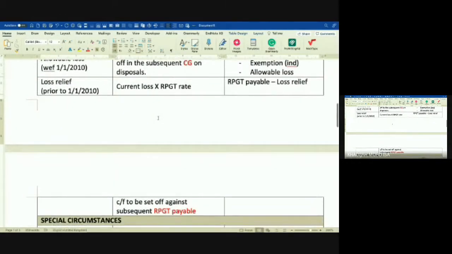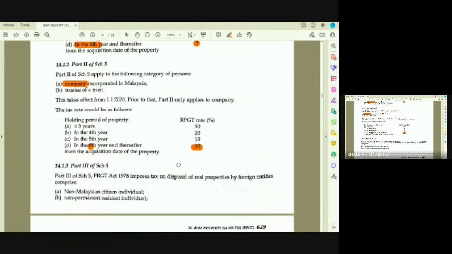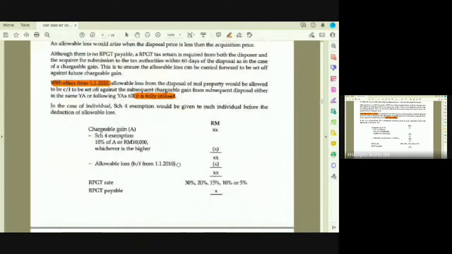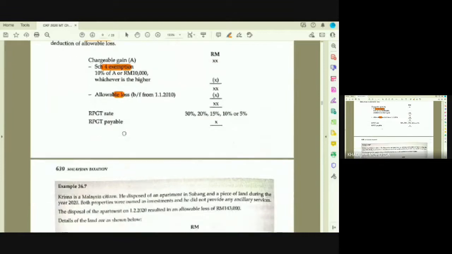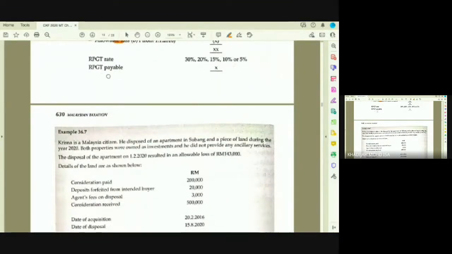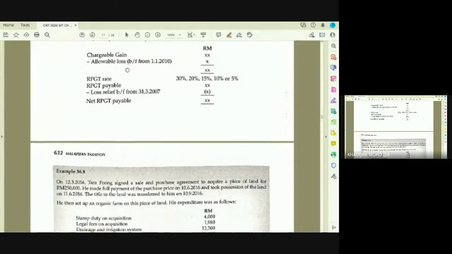So if you look in the textbook, they give you a comprehensive example, in the case of an individual. You have a chargeable gain, then you minus your exemption, which is 10% or 10,000, whichever is higher, then only you minus your allowable loss. And if you have loss relief, the loss relief is deducted against your RPGT payable.